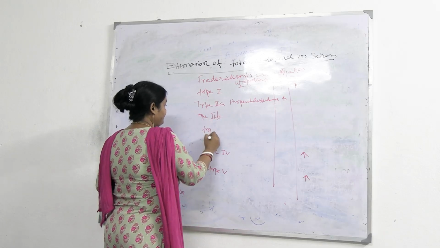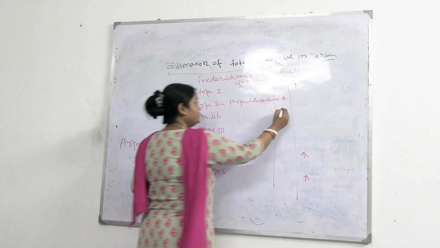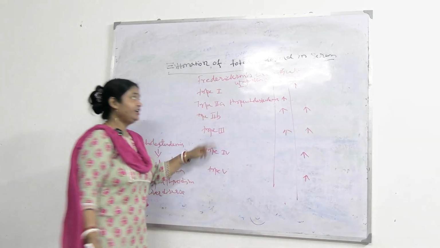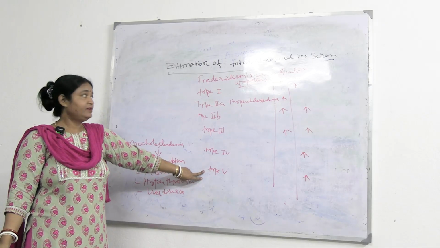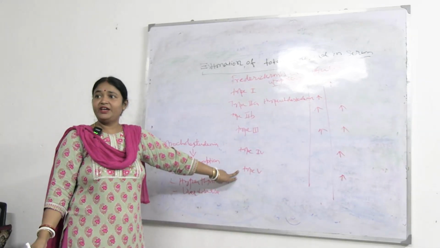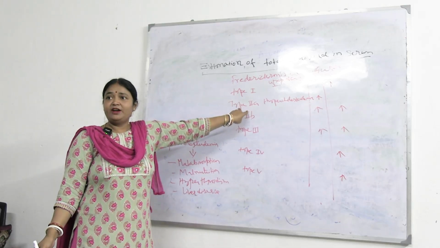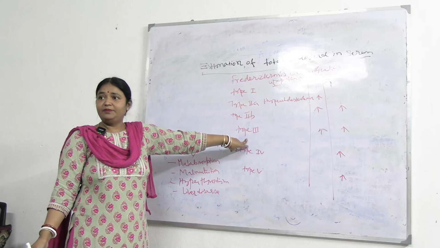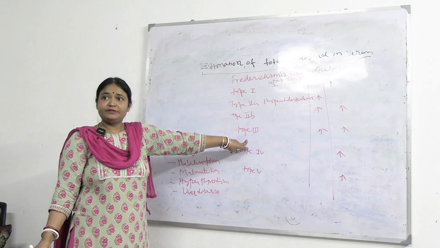Type 2B and type 3, this is hyperlipidemia. Both triglyceride and cholesterol will be increased. We can remember now: 1, 4, 5 triglyceride. If you can make a mnemonic, 1, 4, 5 triglyceride. 2A specifically is hypercholesterolemia, and type 2B and 3 is hyperlipidemia. Triglyceride and cholesterol both will be increased.